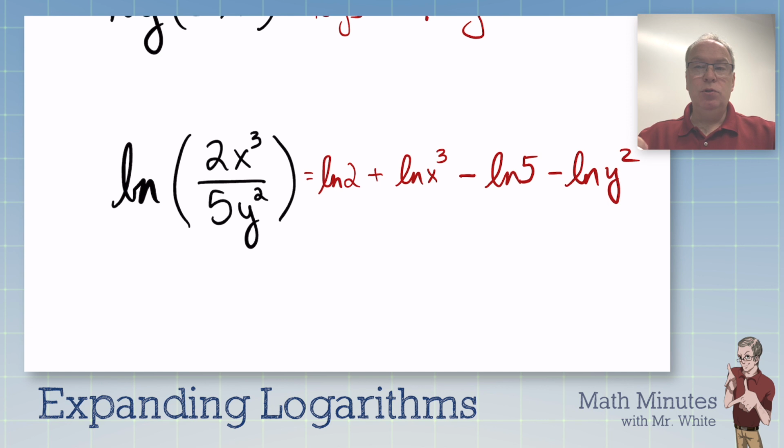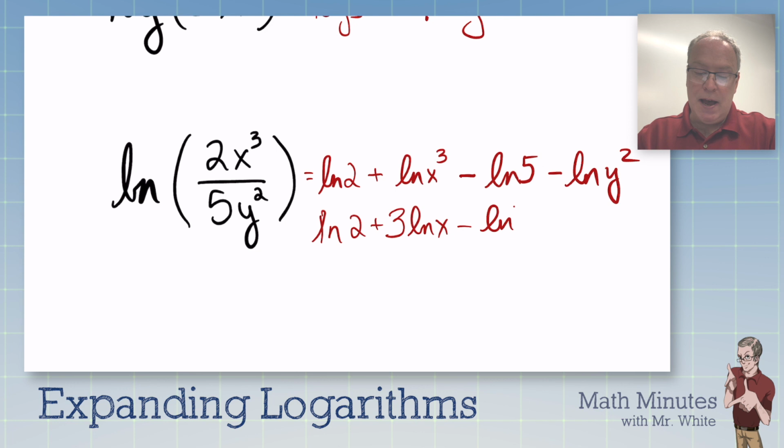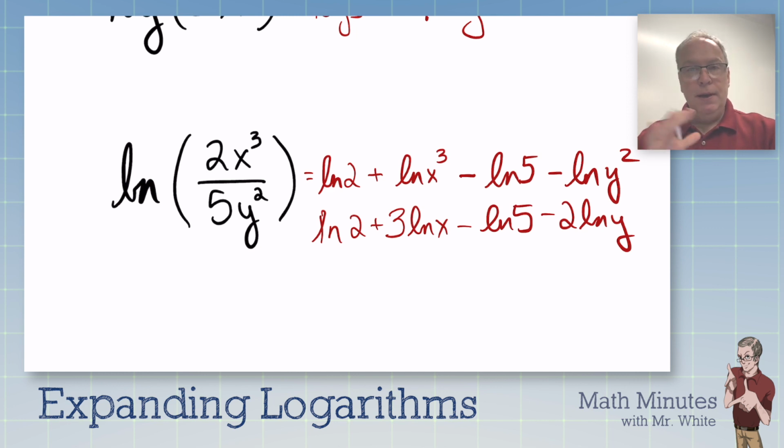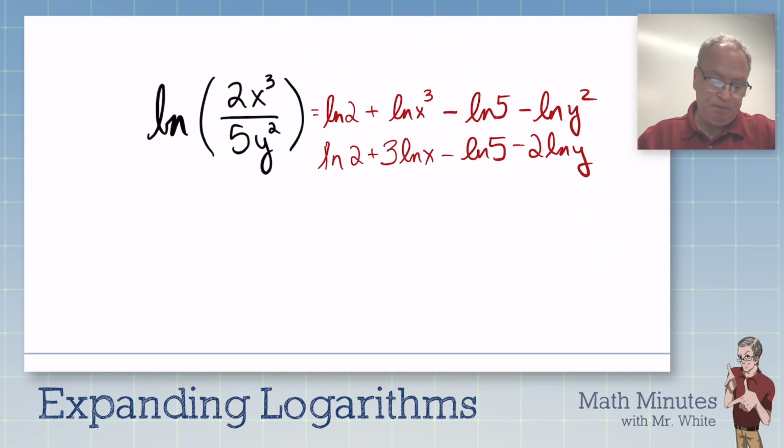At this point, you start throwing the exponents out front. So we get natural log of 2 plus 3 natural log of x minus natural log of 5, no exponent there, minus 2 natural log of y. So once you do a few of these, it really becomes pretty straightforward. You just got to keep those 3 properties straight in your mind, and you'll be in good shape.